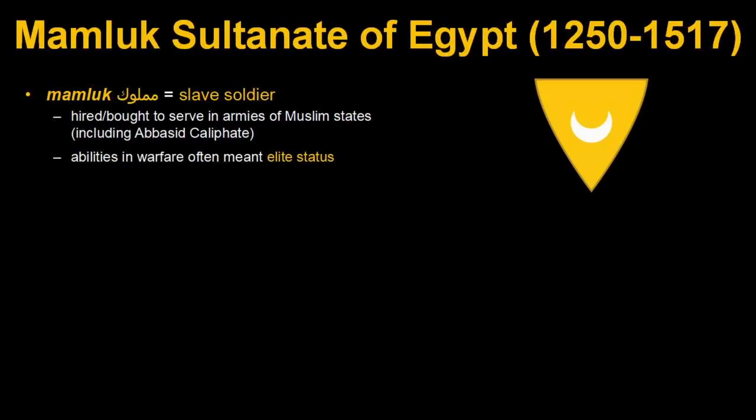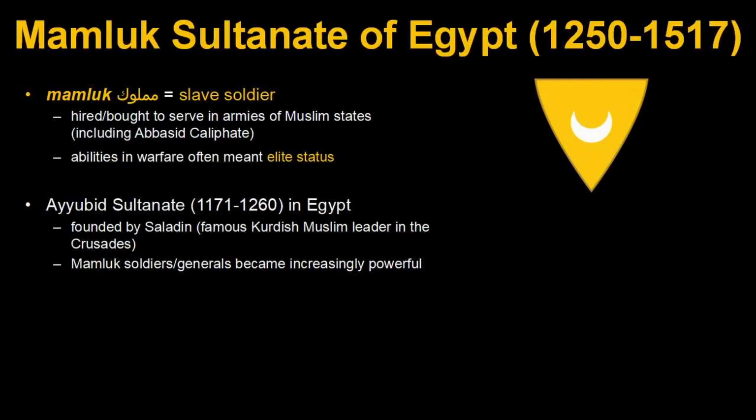These Mamluks were not like most of the slaves you might think of. First of all, their military prowess often granted them elite status. Over time, these Mamluks began to have more and more real power over the people that paid for them. One of the states that employed them was the Ayyubid Sultanate, which had been founded in 1171 by Saladin. The Ayyubids, like many of the states in the Dar-al-Islam, made frequent use of Mamluk soldiers.